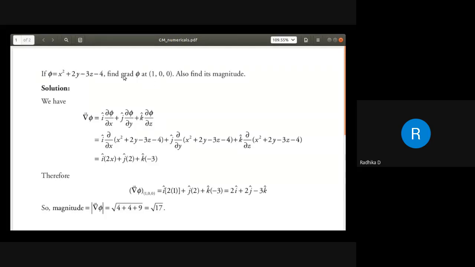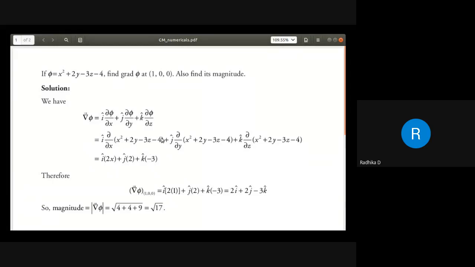We have to find the gradient. So what is the expression for gradient? Gradient, del phi, is unit vector i dou phi by dou x plus unit vector j dou phi by dou y plus unit vector k dou phi by dou z. Substitute for phi in all three. So i dou by dou x of x square plus 2y minus 3z minus 4, plus j dou by dou y of the same, plus k dou by dou z of the same. What do you get? Let's try differentiating.